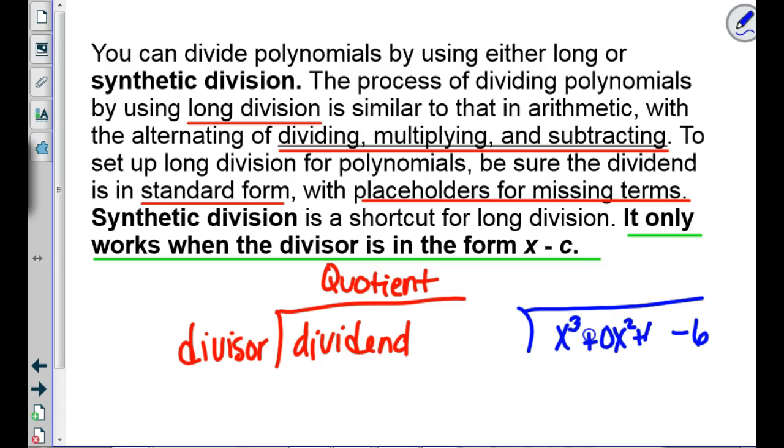0x squared and 0x would need to be placeholders in there. Kind of remember that, maybe some of you from last year? Okay.